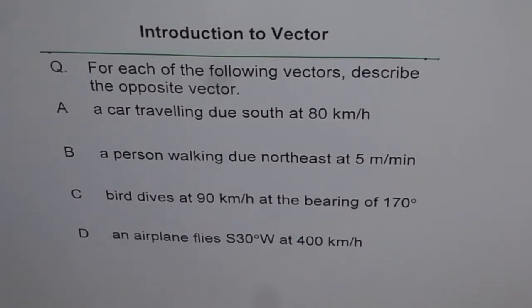A. A car traveling due south at 80 kilometers per hour. B. A person walking due northeast at 5 meters per minute. C. Bird dives at 90 kilometers per hour at the bearing of 170 degrees. D. An airplane flies south 30 degrees west at 400 kilometers per hour. So answer these questions and then look into my suggestions.